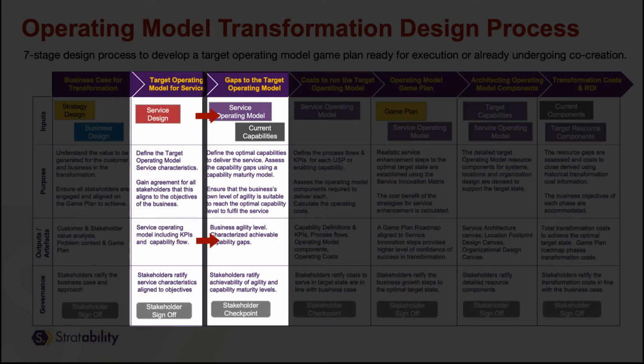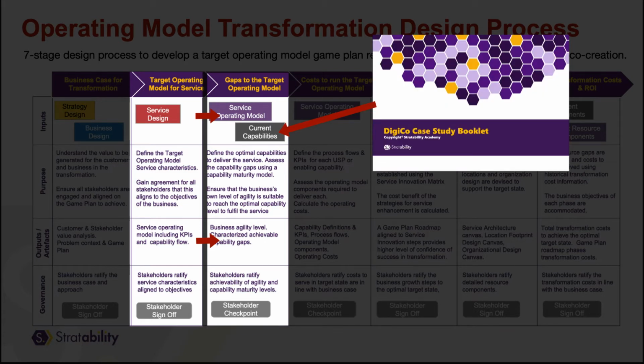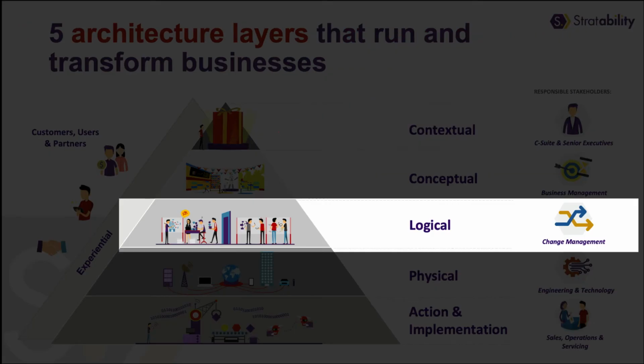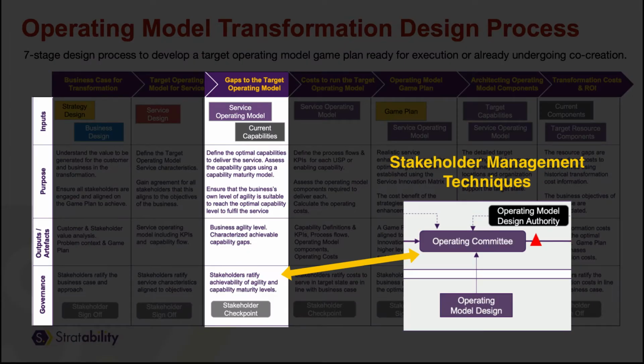And you'll have the target service operating model, which was defined in the previous stage and module, and some details of the performance of current capabilities through the inputs from the case study to help you conduct this gap analysis at the logical layer of the enterprise. And of course, we'll be providing you with different strategies and approaches for working with different stakeholders, because this stage and this validation of gaps will involve multiple checkpoints with different stakeholders.